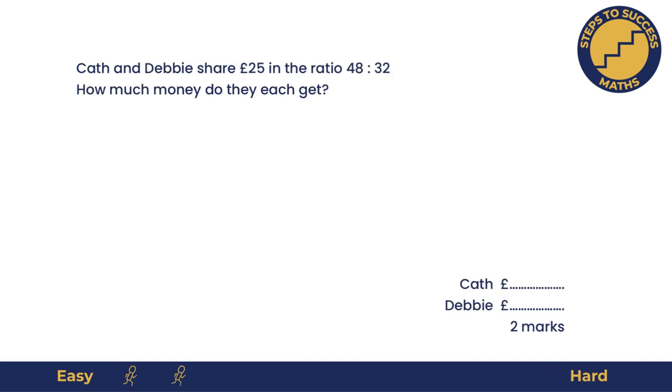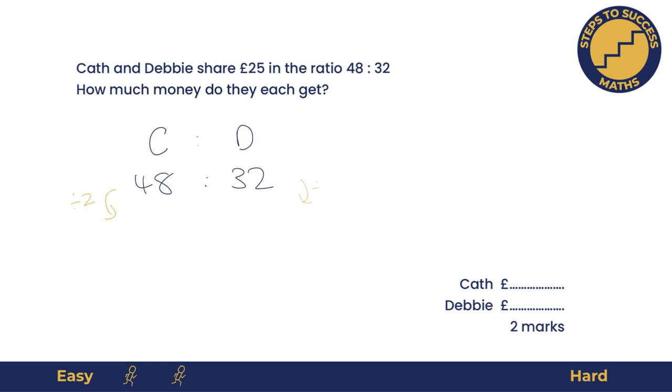Kath and Debbie share £25 in the ratio 48:32. How much money do they each get? So Kath is first, then Debbie, 48:32. Now, I can see looking at these numbers that they're quite big. So before I start, I'm going to try and cancel them down. Another way I can see I need to is that the amount I have to share is £25 and these numbers are quite big. So let's divide it all by 2 to start with.